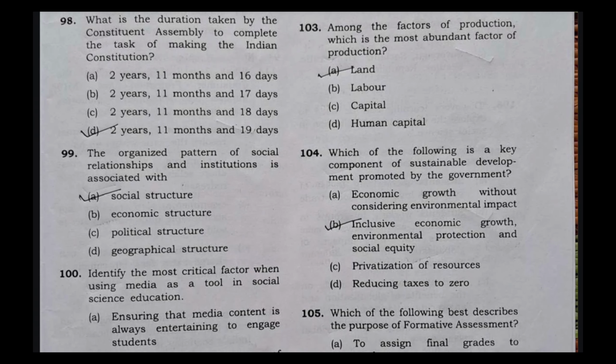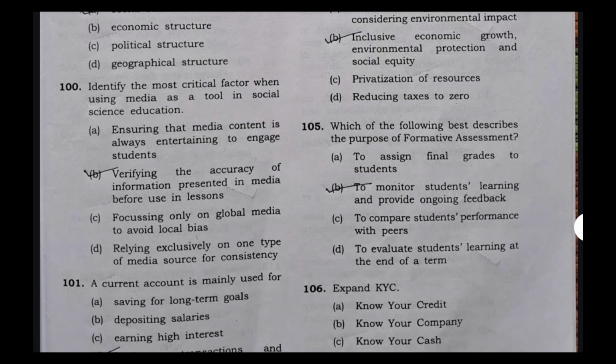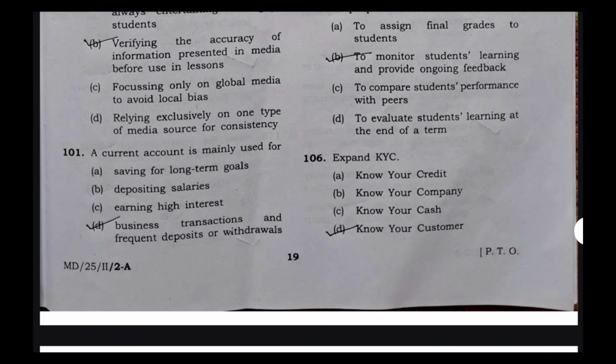99. The organized pattern of social relationships and institutions is associated with. The answer is option A, social structure. 100. Identify the most critical factor when using media as a tool in social science education. So the answer is option B, verifying the accuracy of information presented in media before use in lessons.